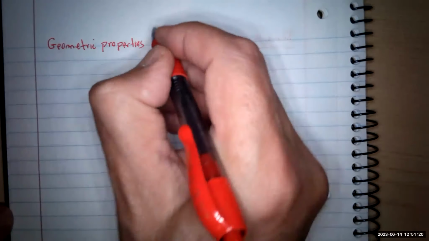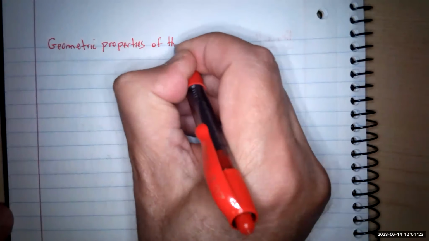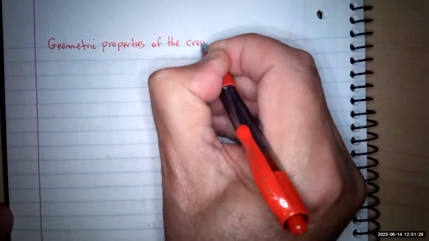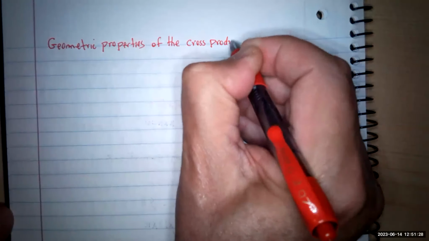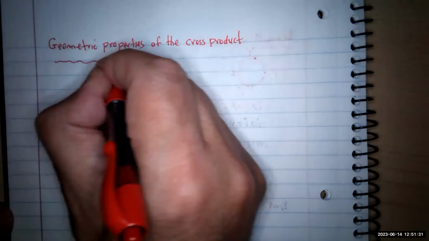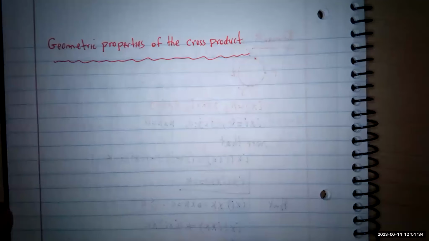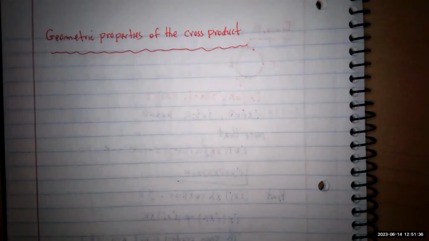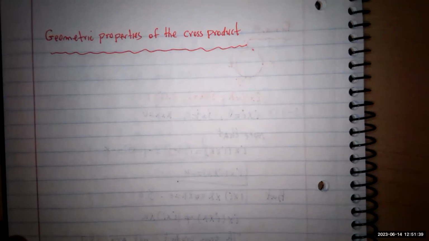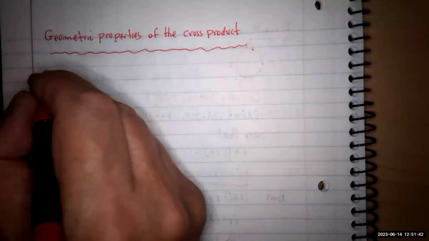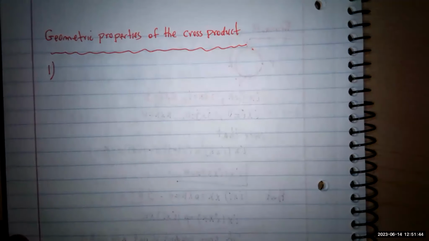What's going to be the geometric properties of the cross product? This is the one that we're going to use. You get two problems on this one. Make sure you pay attention to this. Now, what's going to be the first one? The first one is the one that we talked about.